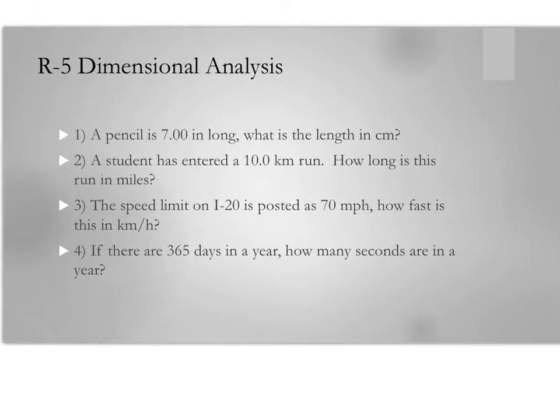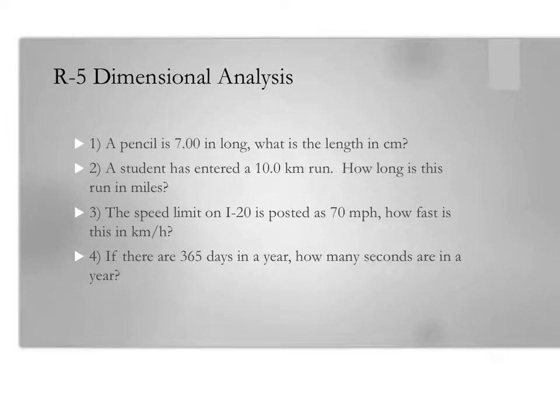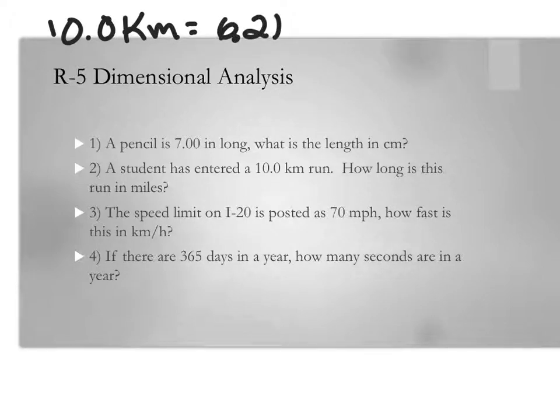And go back to here. The speed limit on I-20 is 70 miles per hour. How fast is this in kilometers per hour? Well, we just determined essentially that 10 kilometers is equal to 6.21 miles. All right, and so we have a conversion factor that we already found, but we could use the same thing.